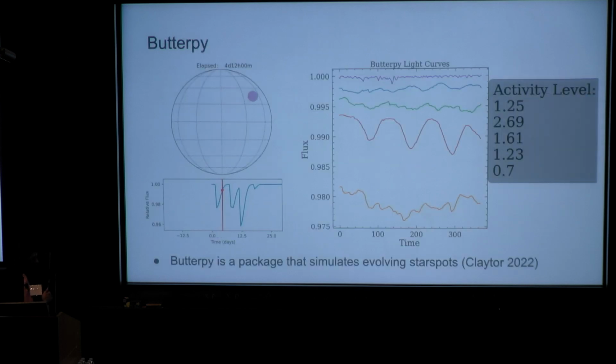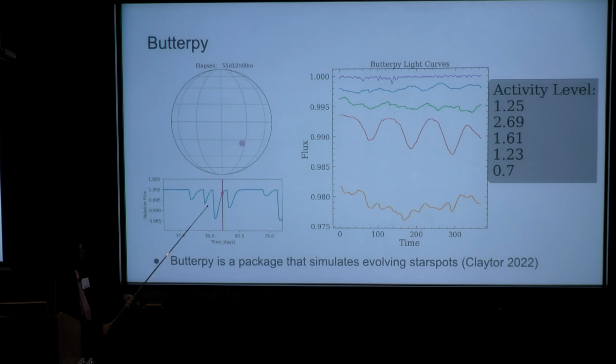So this next package I want to talk about isn't a light curve inversion package, but it is very important to what I was doing. It's called Butterpie. What it does is simulate stars with evolving star spots. In this animation, you can see a rotating star over time, and these little circles are star spots that are changing in size.